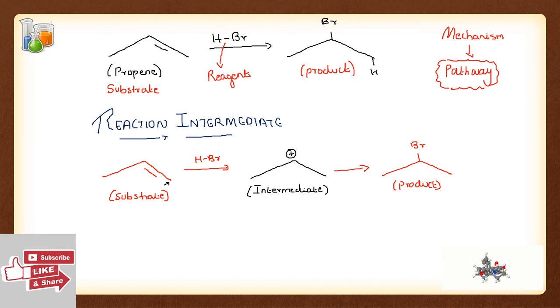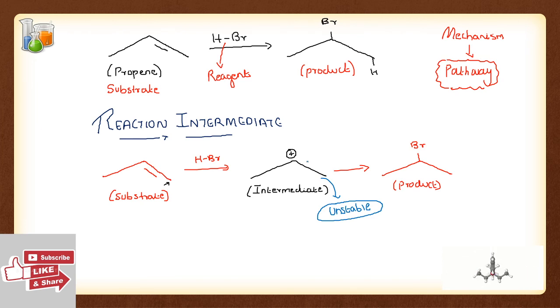Now something very important to understand is that the intermediate is unstable. This intermediate is unstable, and that is the reason why it gets converted directly into the product. If it was stable, then it would remain as the product. Am I right? If it was stable, then you need not call it the intermediate, you can call it the product. But because it's unstable and it gets quickly converted into the product, it is known as the intermediate.